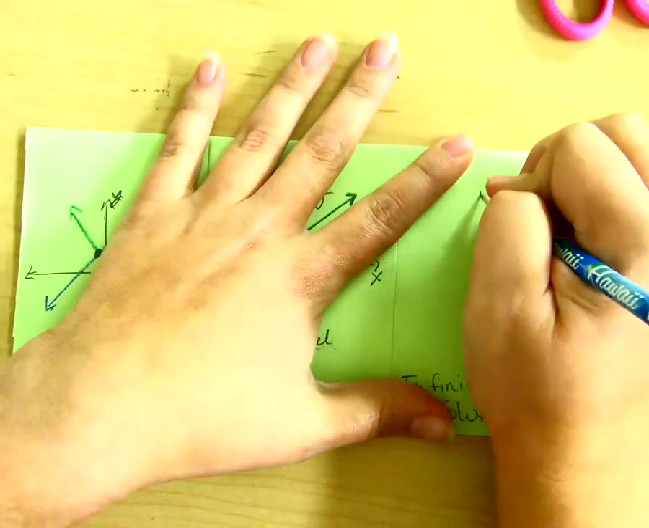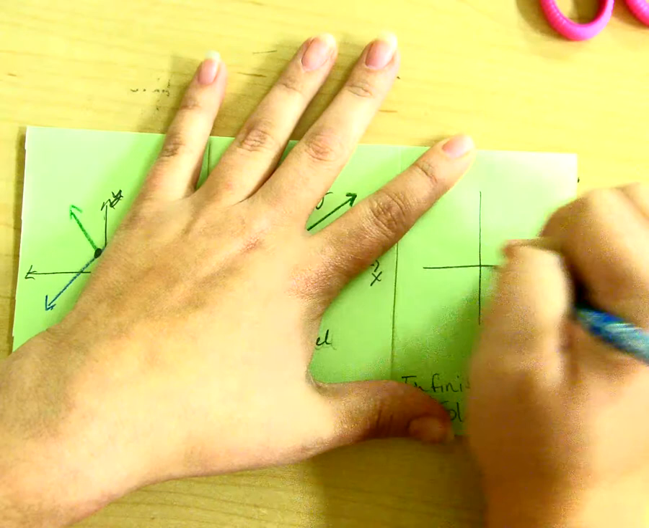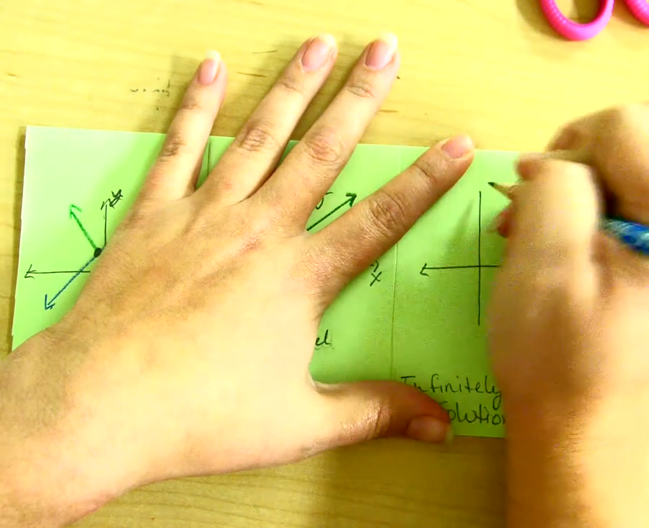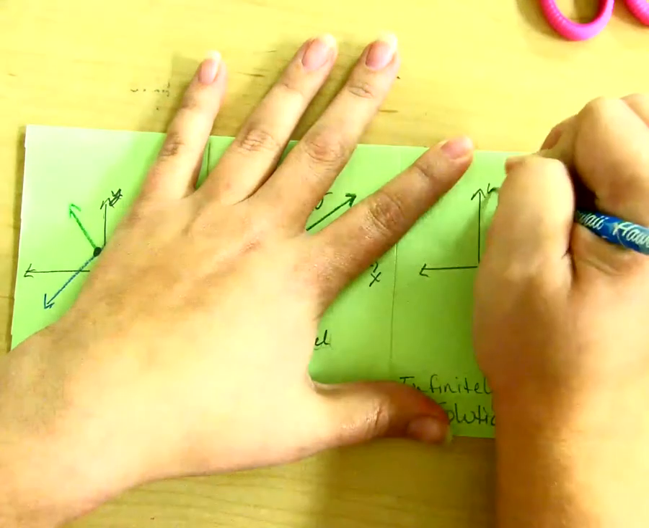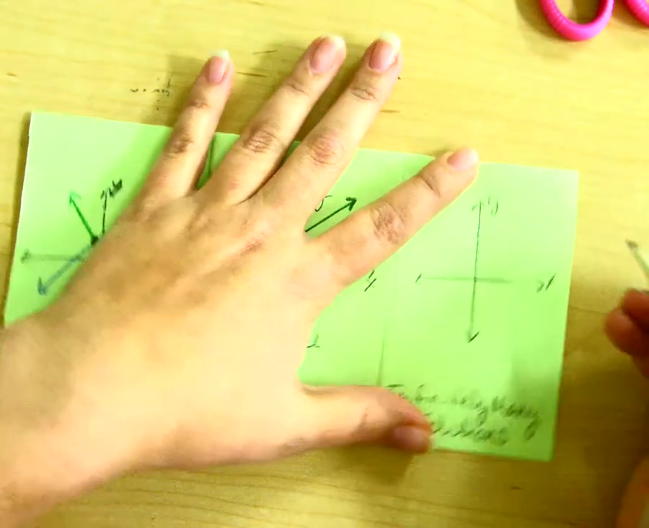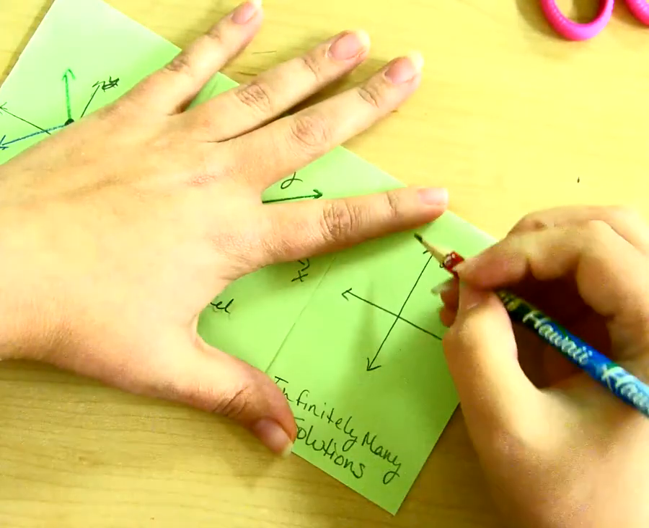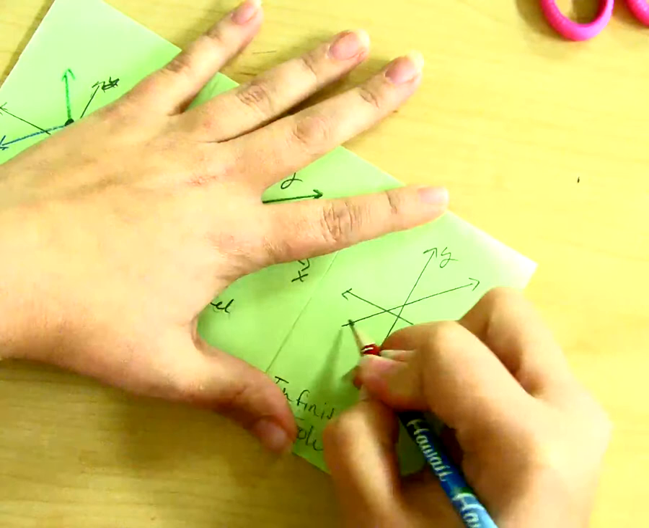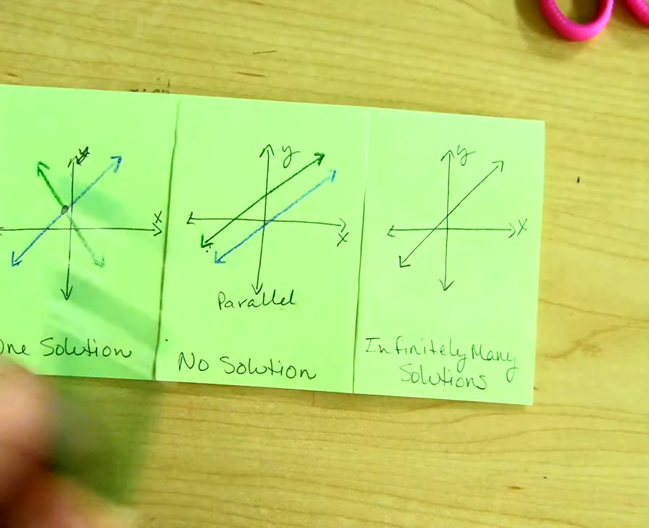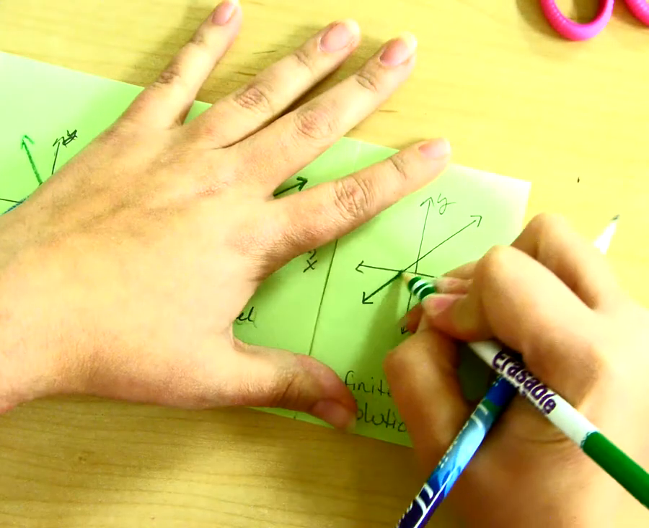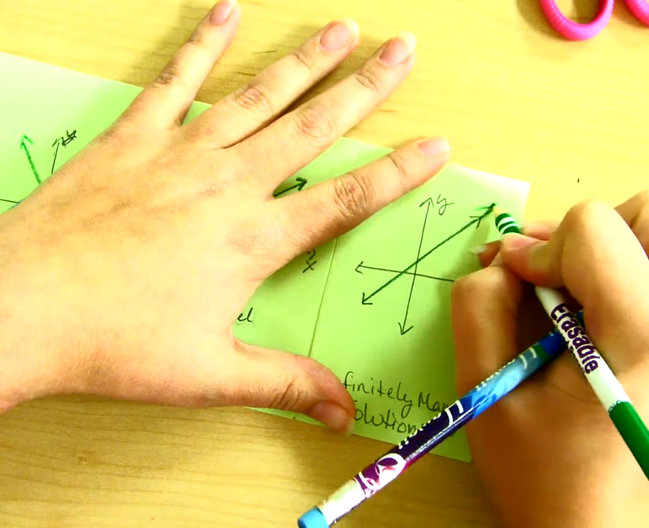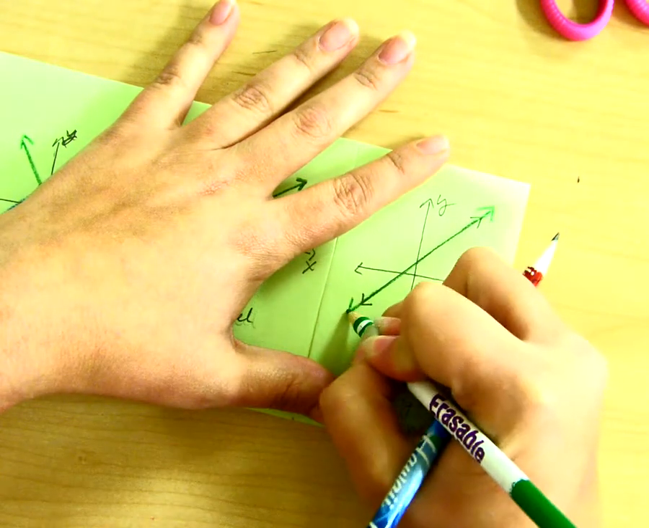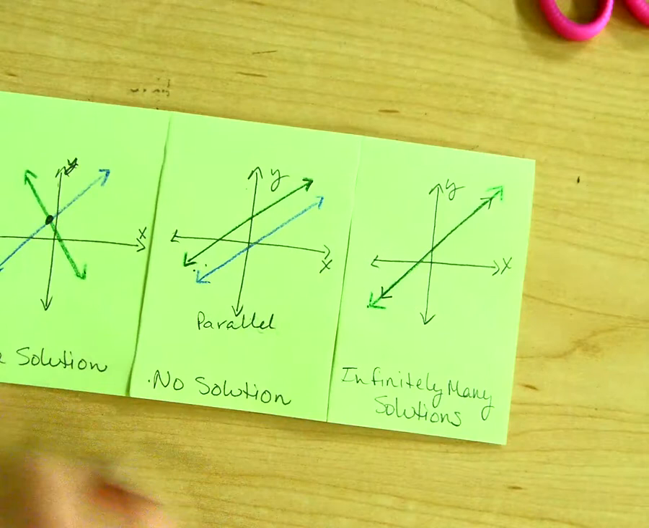Again, I'm going to draw a coordinate axis. I'm going to label it Y and X. And this time, all I really have to draw is one line, because for it to be infinitely many solutions, what it really means is that you have two lines graphed on top of each other. They're the exact same line.